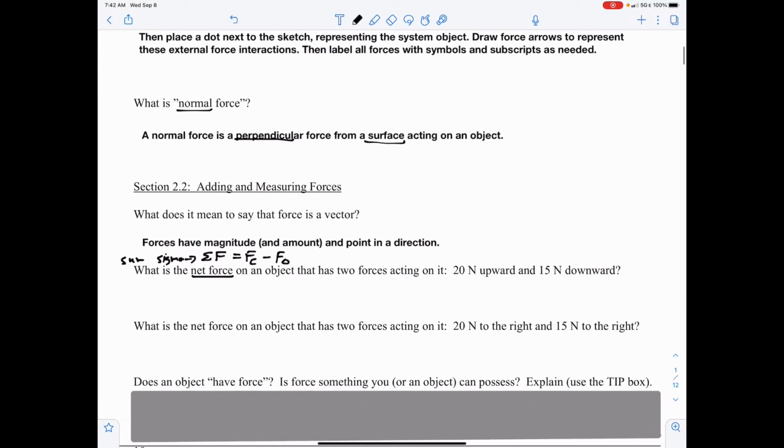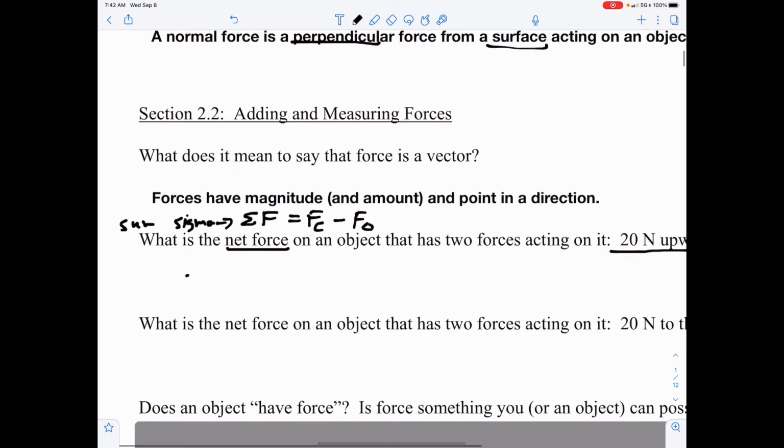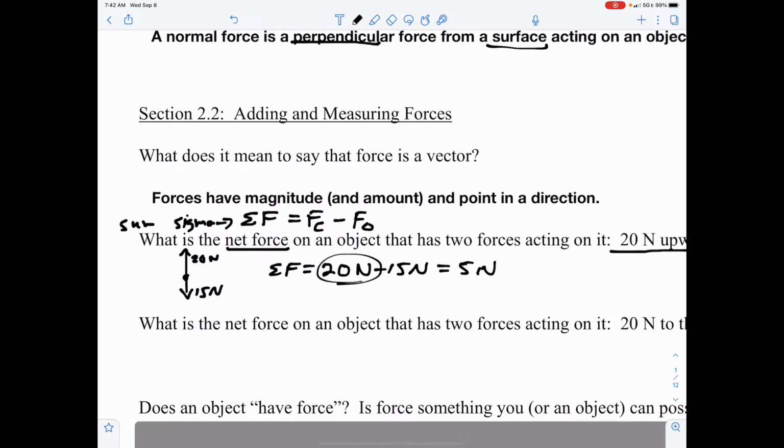So here we have two forces acting on it, 20 newtons upward and 15 newtons downward. Let's draw a picture of that. We have a force that's 20 newtons upward and 15 newtons downward. Since they're going in opposite directions, this is very easy to apply. The net force is going to be 20 newtons minus 15 newtons, which equals 5 newtons. Since the answer is in the direction of the larger force going upward, the net force is also going upward.